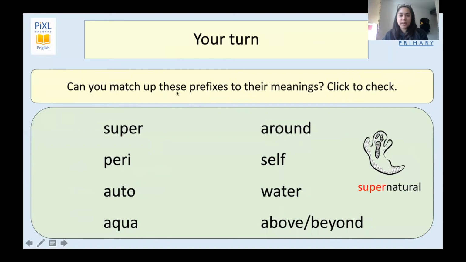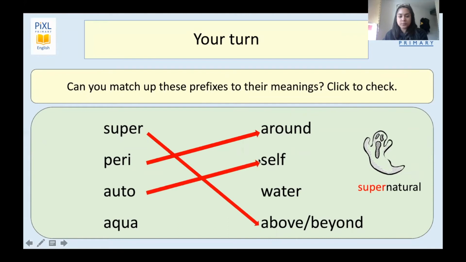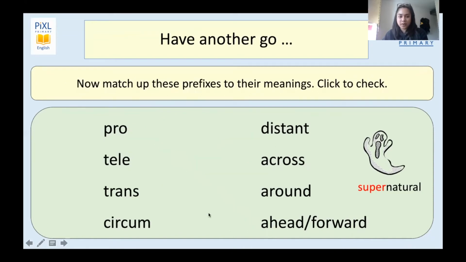Okay, can you have a go at matching up these prefixes to their meaning? So we've got super, we've got peri, we've got auto and aqua. And your answers are either going to be around, self, water, above / beyond. Well done if you said super, meaning above / beyond, peri, meaning around, auto, which means self, and aqua, meaning water, like we have an aqua park, a water park.